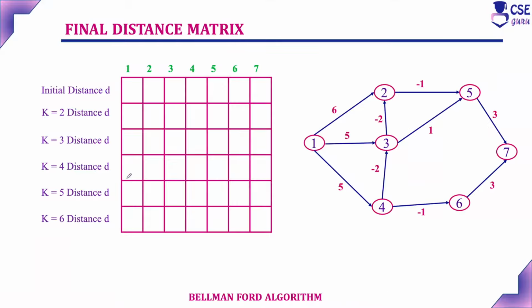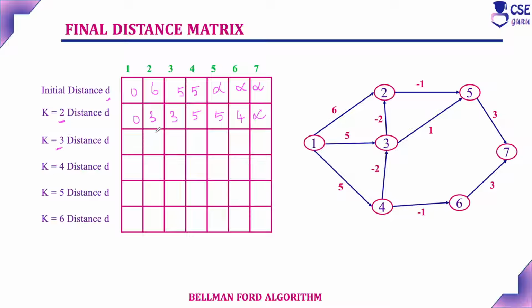Okay, so now we will tabulate the shortest distance we got in each iteration. That is, every time we are relaxing the edges, the shortest distance we got, we will fill it in this table. Initial distance we got in the first iteration. The values are 0, 6, 5, 5, infinites. Okay, and when k equal to 2, that is relaxing the edges, k equal to 2, the distance we got is 0, 3, 3, 5, 5, 4 and infinite.